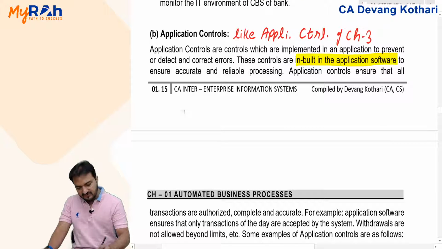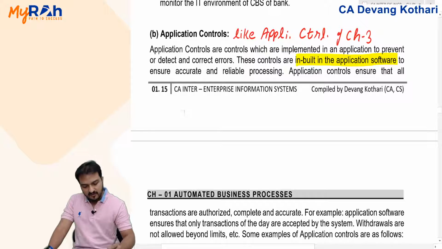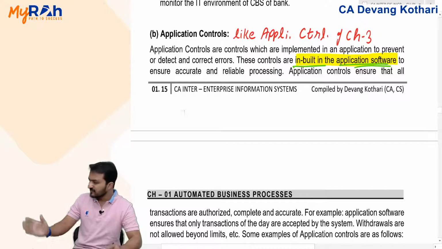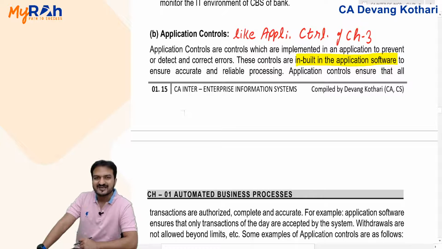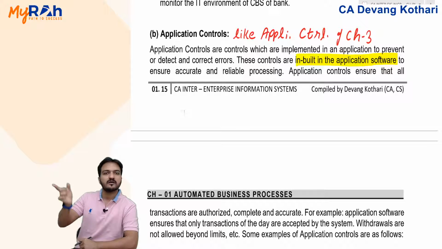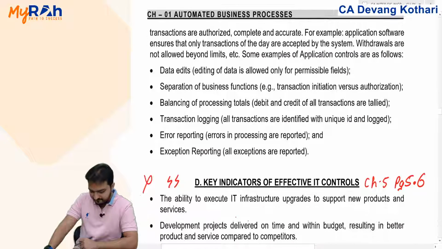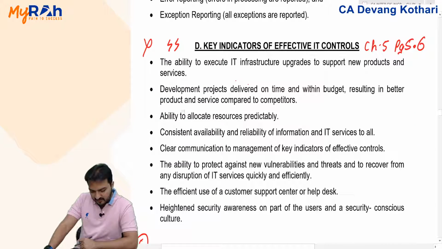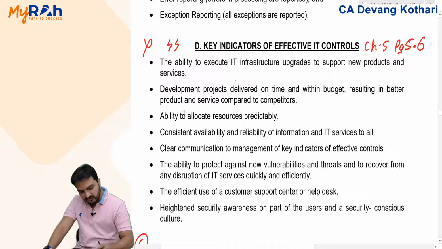Application controls are almost like the application controls we did in chapter 3. These are the controls built into the application software. Look, I'm discussing these controls very fast because, as I said, this is chapter 1, introduction. A more detailed version of that you had already done in chapter number 3. Then indicators of effective IT controls, that becomes your self-study. You will do that.